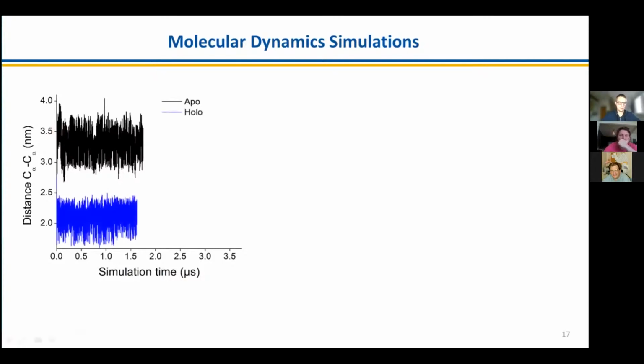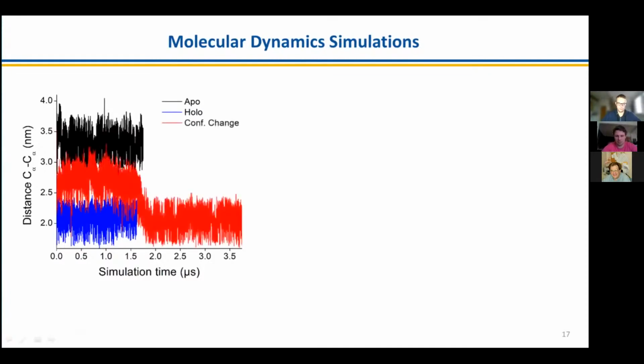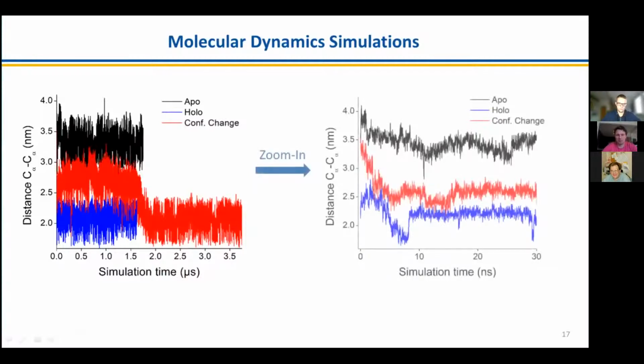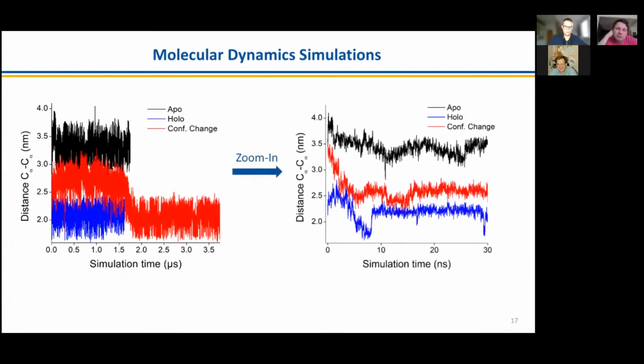We also did it for the holo state, which is located down here at a distance of about 2 nanometers. Now the interesting part comes: what does the simulation of the conformational change look like? This is what we see here, with the zoom in on the right-hand side. This is the zoom in on the first 30 nanoseconds.